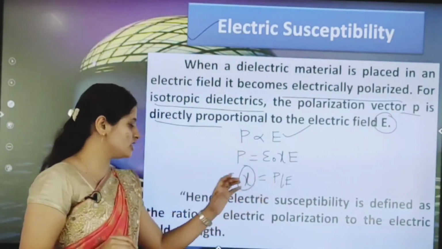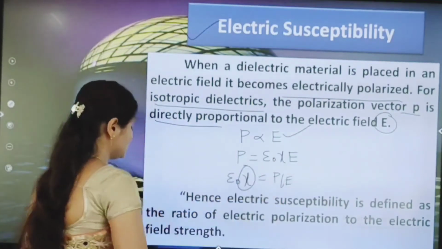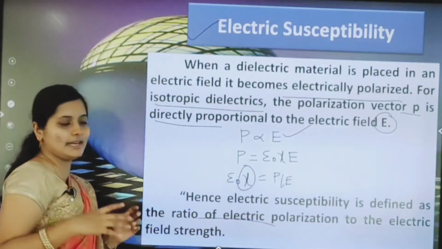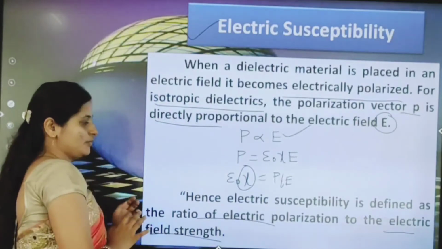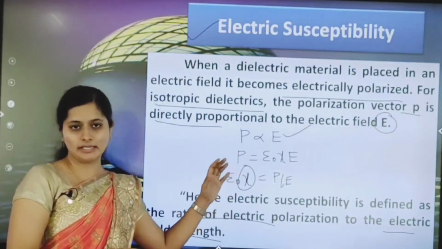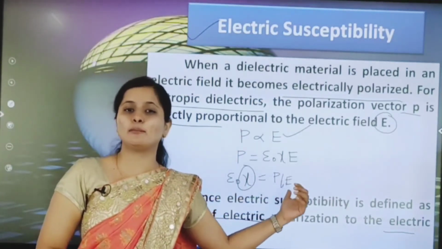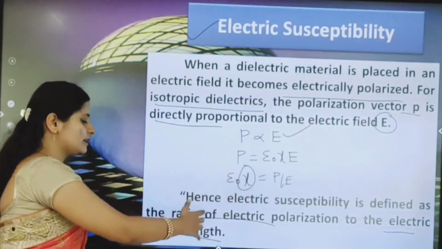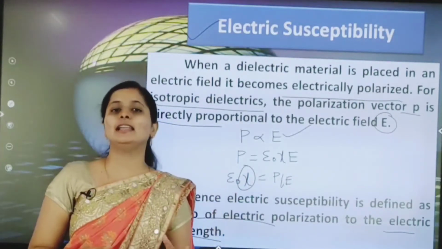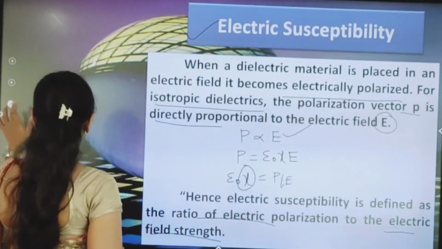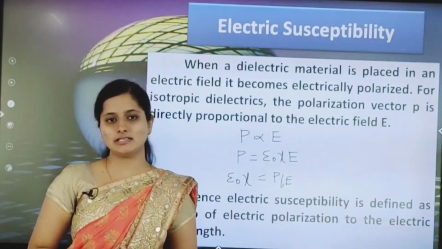We will see the definition: electric susceptibility is defined as the ratio of electric polarization to the electric field strength. So we are writing here the ratio P by E, where P is the electric polarization and E is the electric field strength. This is the electric susceptibility. In this slide, we already studied the electric susceptibility.